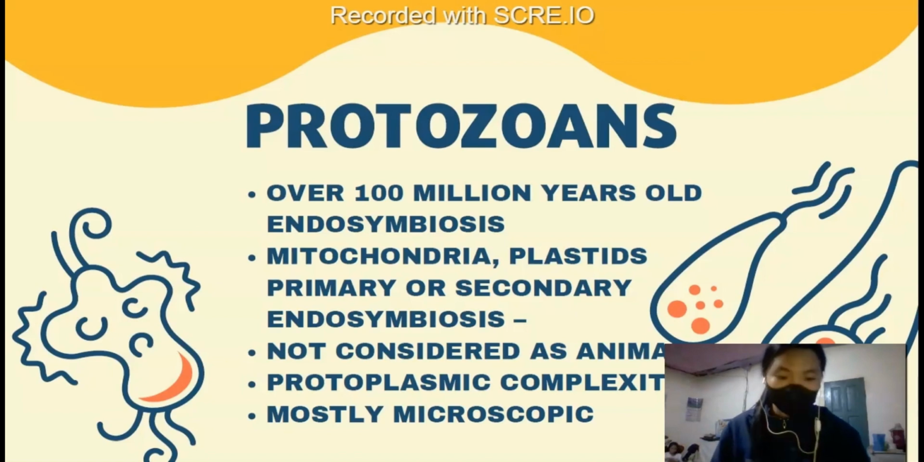The protozoans are the protoplasmic stage of complexity and most of them are microscopic. Some are not but most of them are. So, ang uban ana kanang makita sila sa kanang microscope gamit ang microscope pero ang uban kay lisod na ay dili na makita sa microscope.